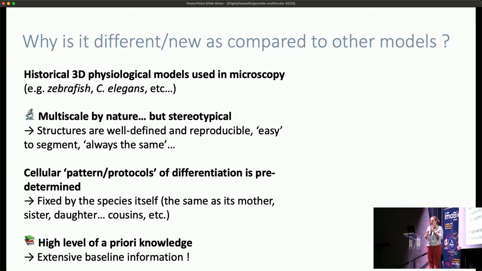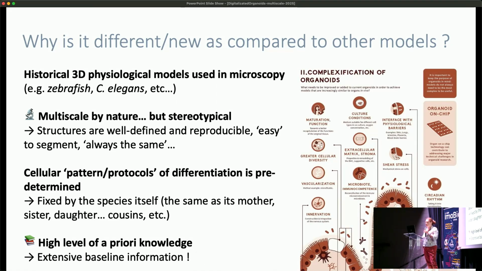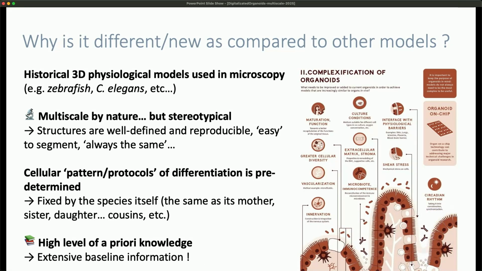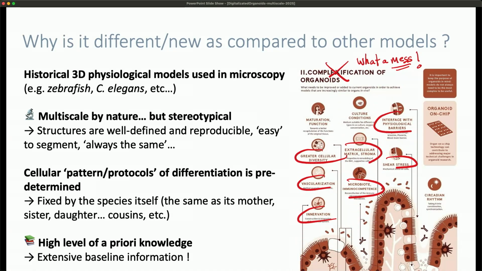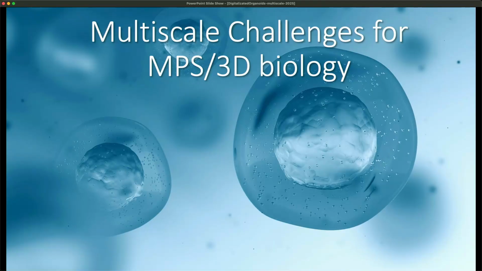And also we have a high level of knowledge of that, because we have extensive baseline information on this, which clearly is not the case for this new object of interest, which is a mess. It's really complicated, and every single lab has its own protocol and its own interest.